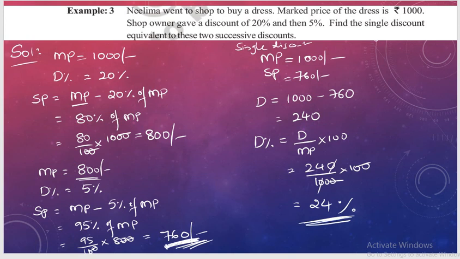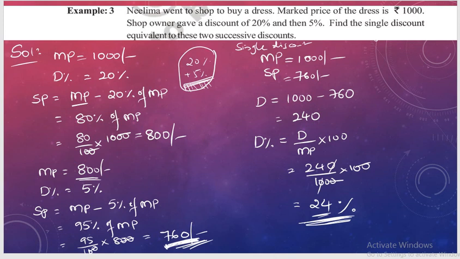You got 24% discount, but actually, when he is showing, he is telling you that the discount is 20% plus 5%. That is the trick that the shopkeeper had played with Neelima. Neelima was thinking she got 25% discount, but actually it is 24% discount only, right? Now let's move on to the next problem. From this problem, what you have understood is that single discount is different from two successive discounts.